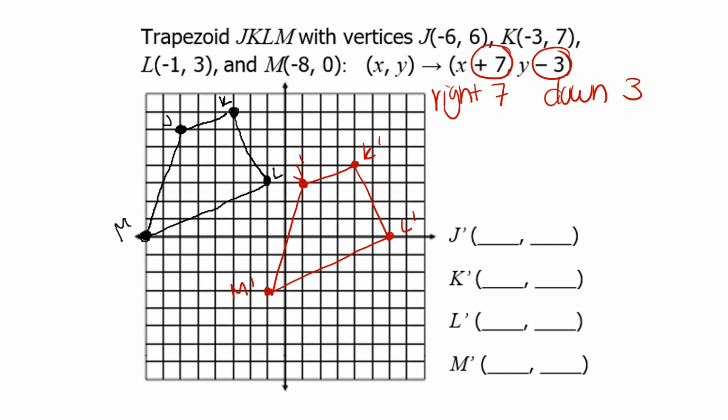Our last step is to write down the new coordinate points. J is now at 1, 3. K is at 4, 4. L is at 6, 0. And M is at -1, -3.